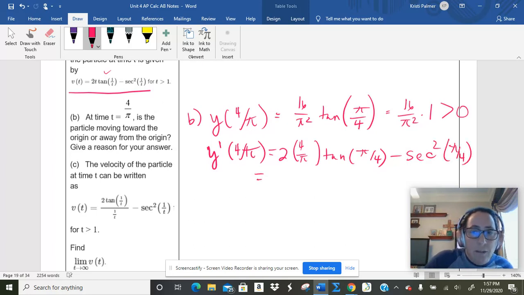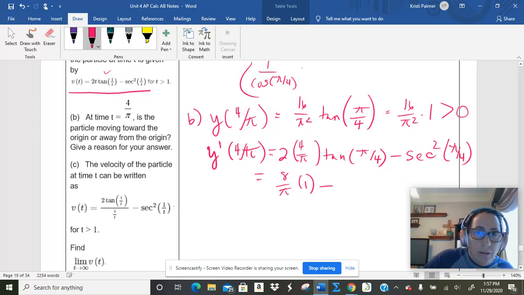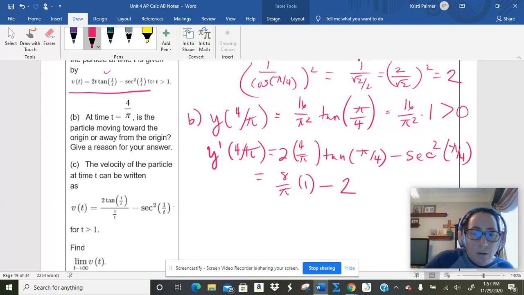Okay, so now this is 8 over pi times 1 minus secant of pi over 4. So secant is 1 over cosine of pi over 4, and then we want to square it. So 1 over radical 2 over 2, which would be 2 over radical 2, squared would be 2. So 8 over pi minus 2.